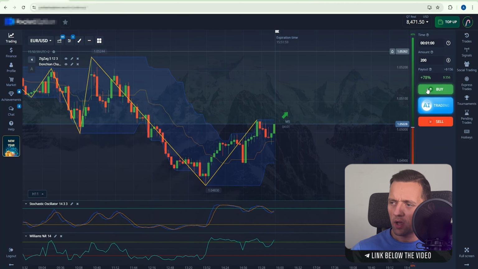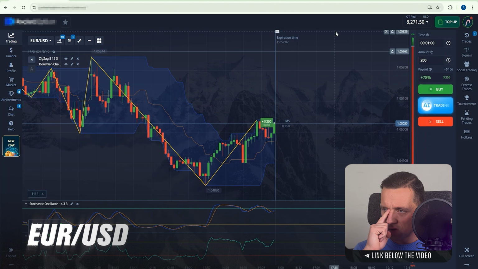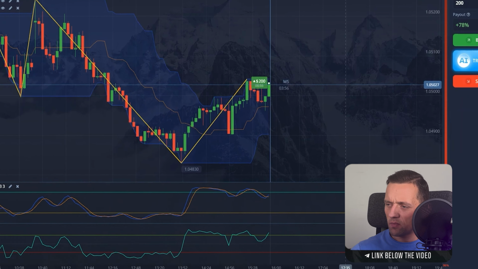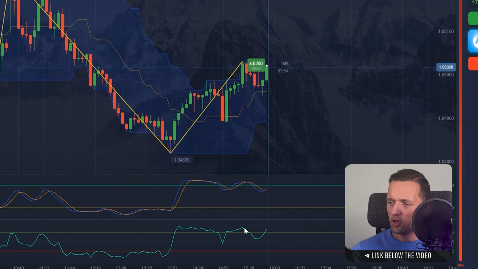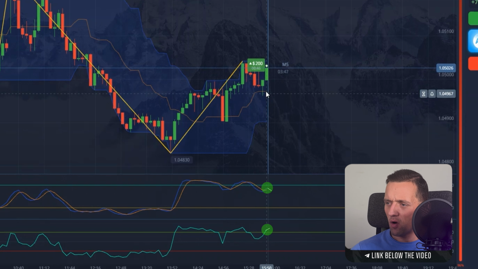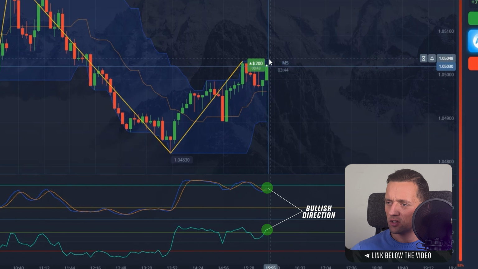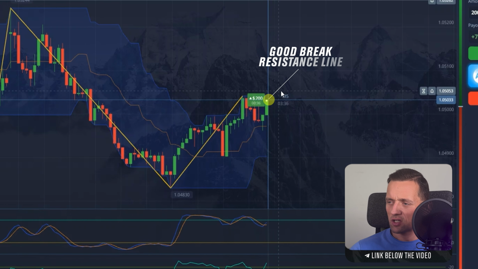Okay, traders, we have strong price action in euro against dollar. As you see, prices are now making a U-turn and all indicators are showing a bullish direction. Here, they are above the major down-chain line and closing above the resistance line. So it actually could break the resistance line here.